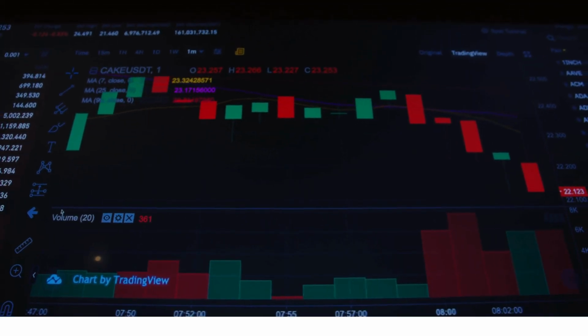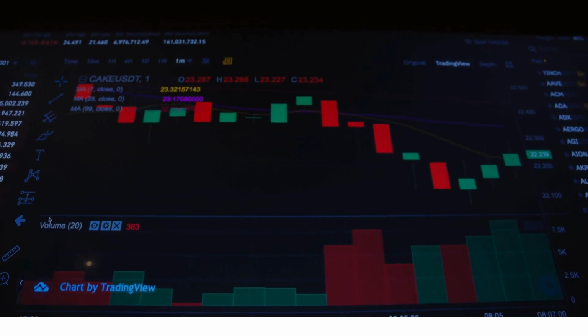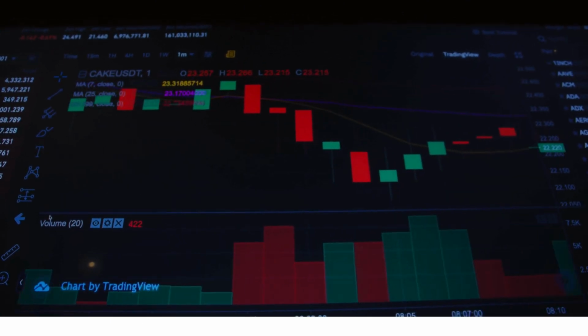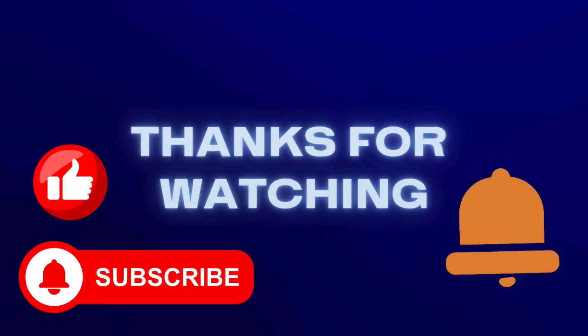There are also multiple candlestick patterns combining two or three candles. To learn about them, please keep your eyes on the next video.